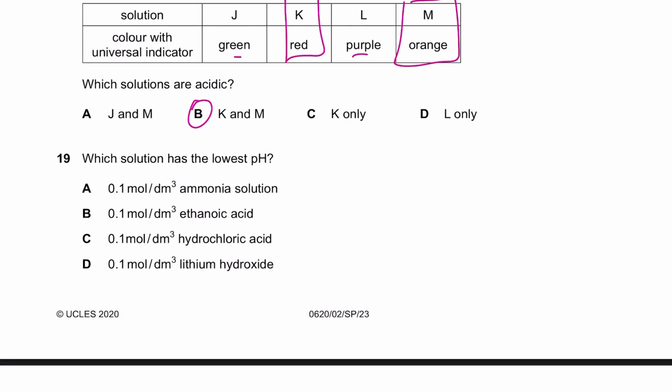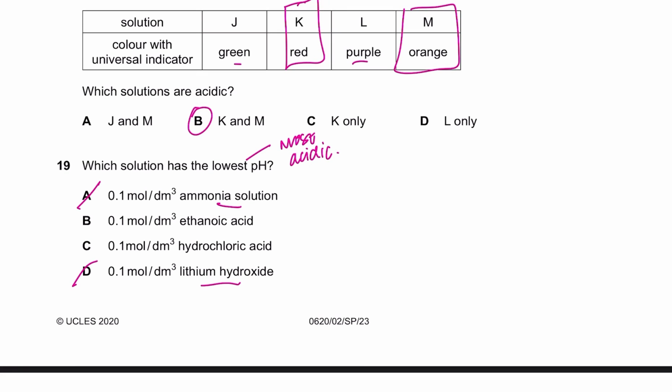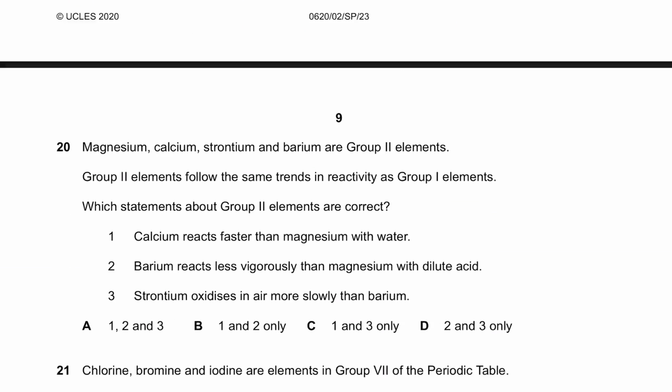Which solution has the lowest pH? The lowest pH means that it's going to be the most acidic. Let's check it out. Which one would be the most acidic? Ammonia solution is basic. Lithium hydroxide is basic. Between ethanoic acid and hydrochloric acid, we know that ethanoic acid is a weak acid and hydrochloric acid is the stronger acid. That's why we know that C would have the lowest pH.